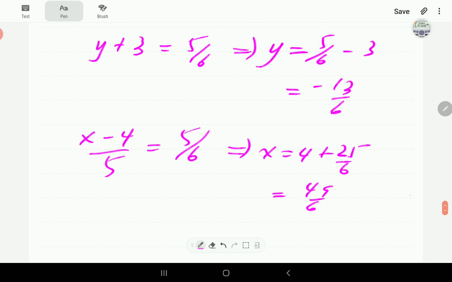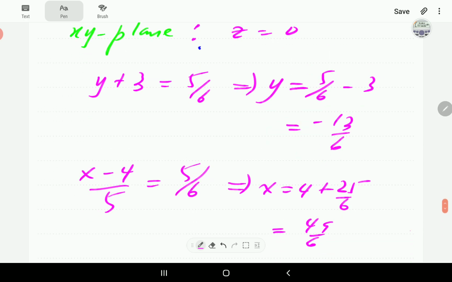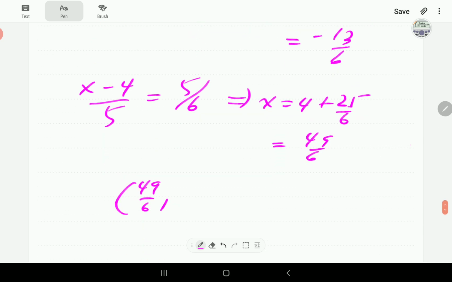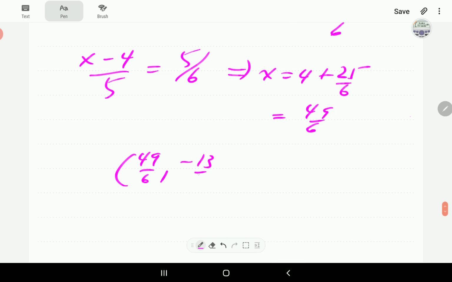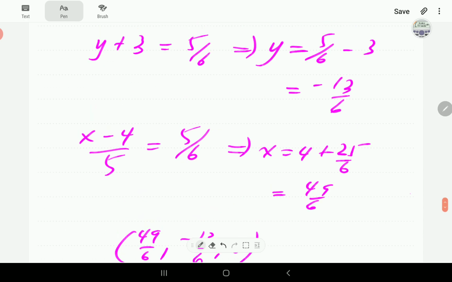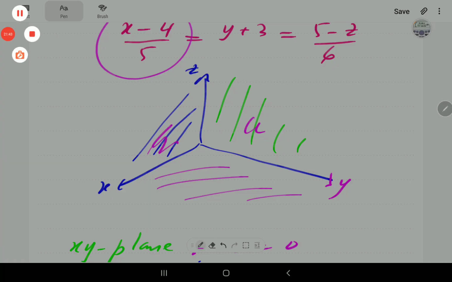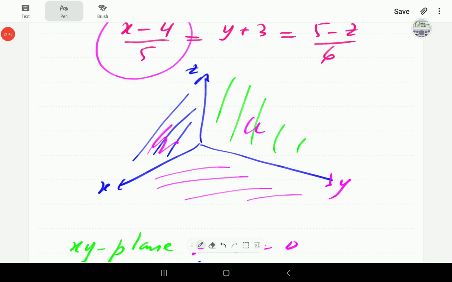So that means the intercept with the xy plane is going to be x is 49/30, y is minus 13/6, and z is 0. And then you can do the same thing or something similar with the xz and the yz planes. Right, we're going to do example number 2 in the next video.